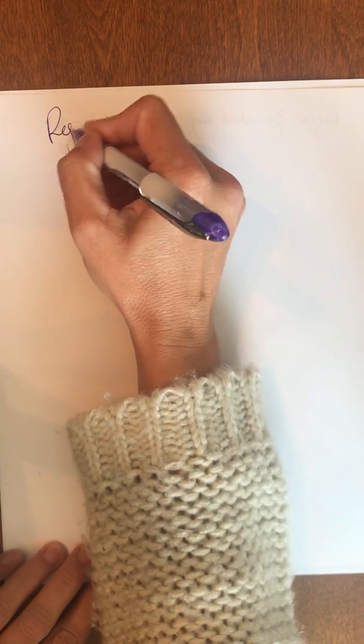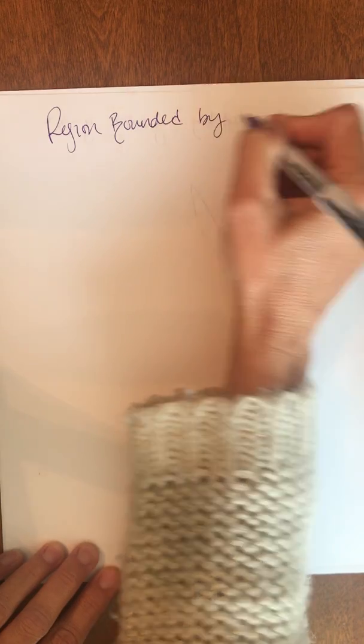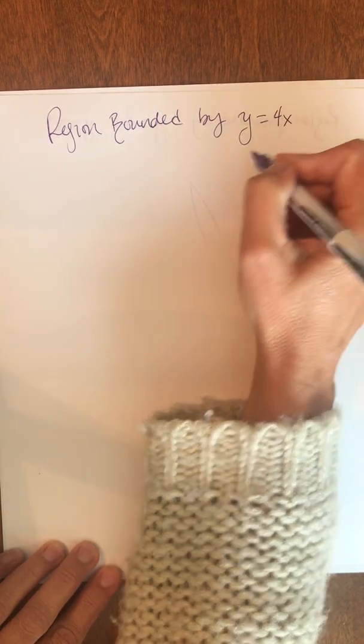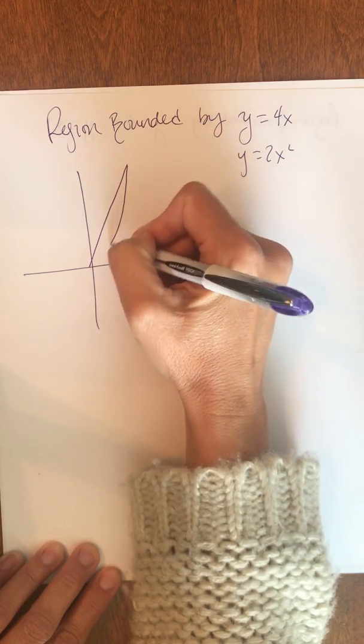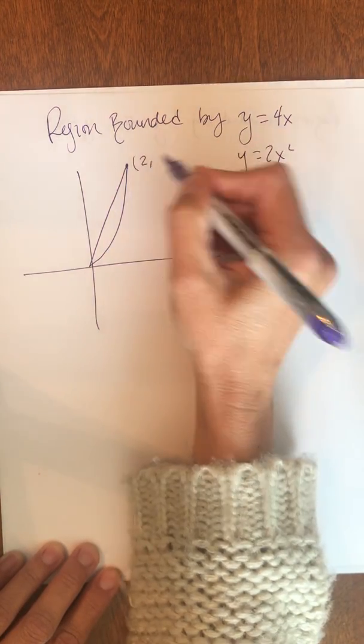Let's look at the region bounded by y equals 4x and y equals 2x squared. Here's 4x, here's 2x squared. These are going to intersect at (2, 8).